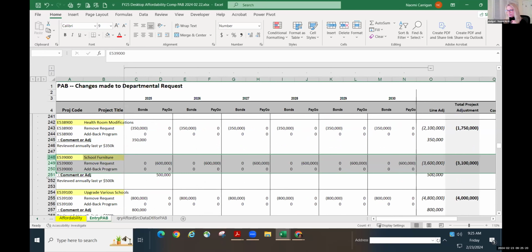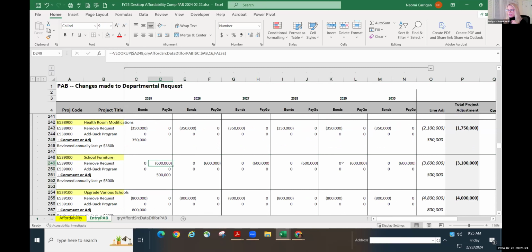School furniture, similar to the one above. They were requesting $600,000 a year. However, we usually only recommend a fiscal year 25 value. Looks like last year we gave them $500,000, and so I've tentatively populated it with 500,000. Looks good to me. Yep.